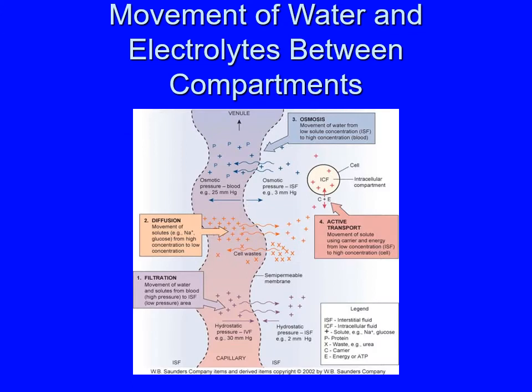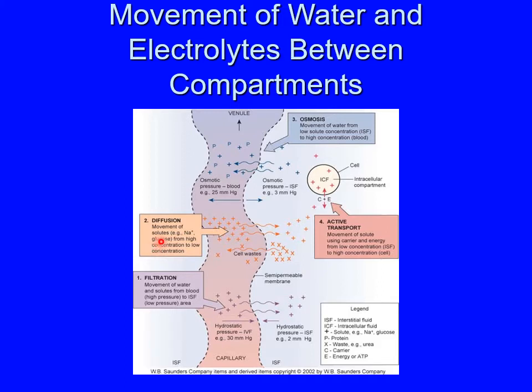This is looking at different mechanisms of movement of water and electrolyte between compartments. So this is showing you a capillary, and it's showing you interstitial fluid, and then it shows you a cell. So you can see here's the capillary, here's the interstitial fluid, there's your cell. So filtration, that's what the kidney uses. Differences in hydrostatic pressure on one side of a capillary bed, and then exiting the fluid pressure changes. And if you increase the pressure, then the fluid will move from one place to another.